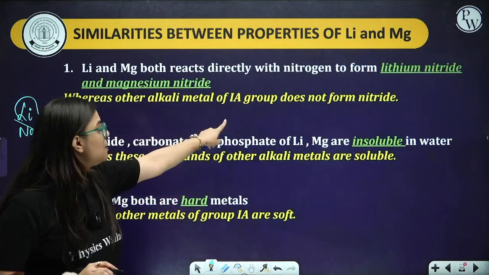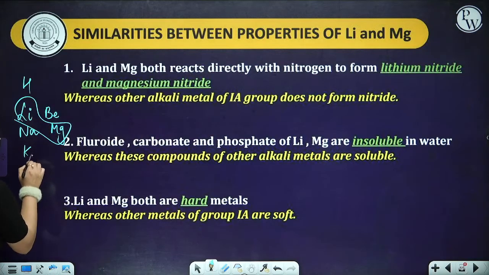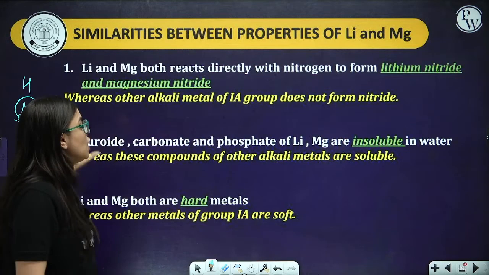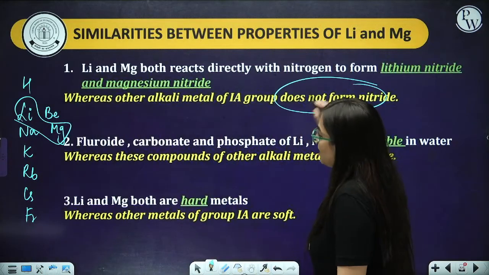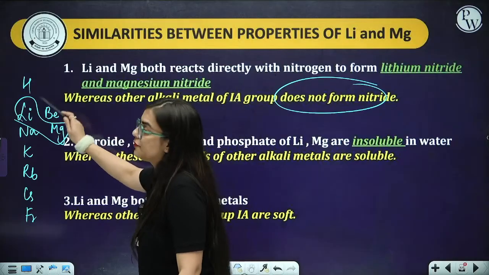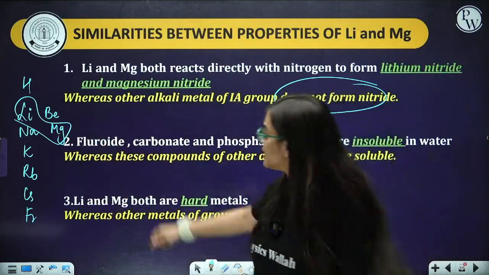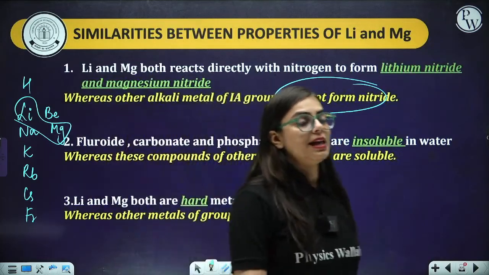Whereas other alkali metals of the first group, lithium, sodium, potassium, rubidium, cesium, francium, these all do not form nitride. But lithium will form nitride because it shows similarities with magnesium. They both form nitride. The rest of the members of group first don't form that. So this is the very first similarity, students.